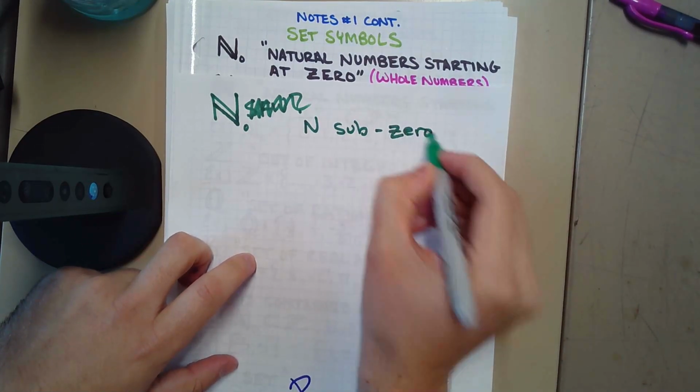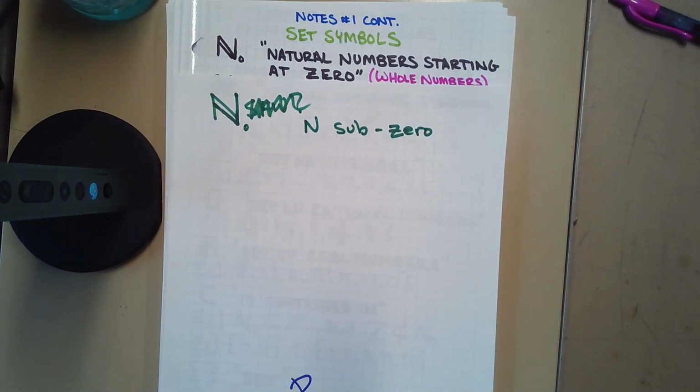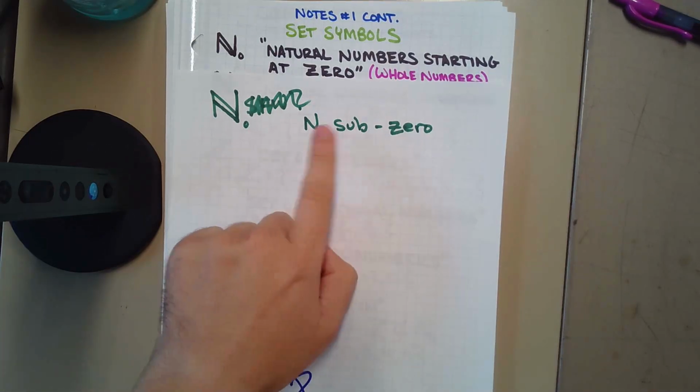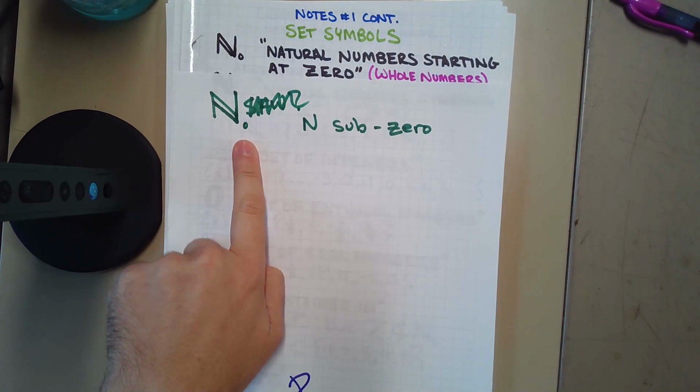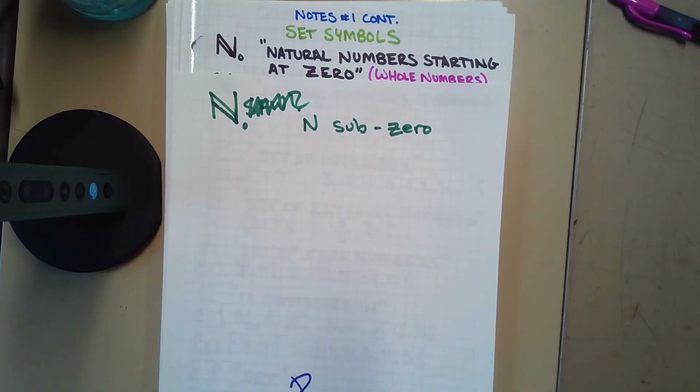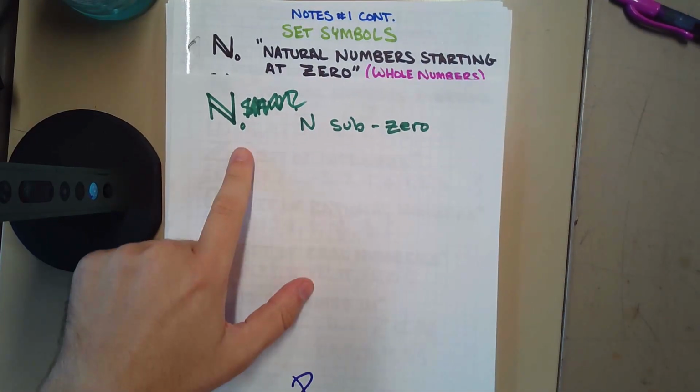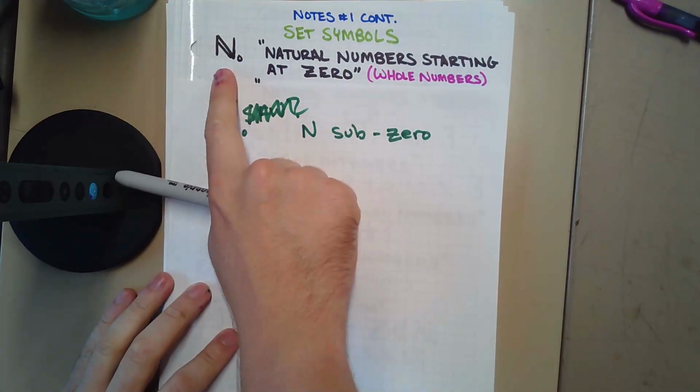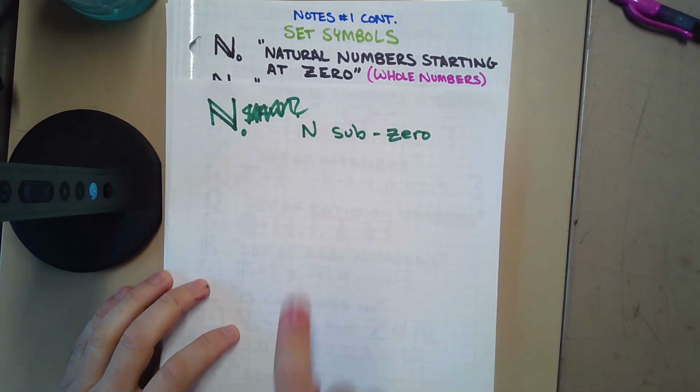sub-zero. Okay? So when my old math teacher, Miss Fraley, would say this really fast, she would say N sub-zero. And I would think she was saying N of 0, and that's not true. N sub-zero, sub because it's a subscript, okay? So it's a special version of thick N. It's not just regular thick N. We got a little bit extra, right? So this is N sub-zero, which stands for the natural numbers starting at 0.